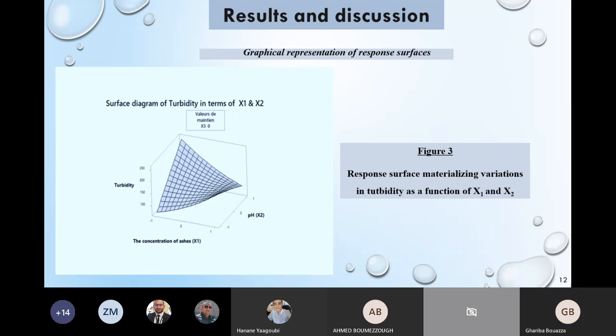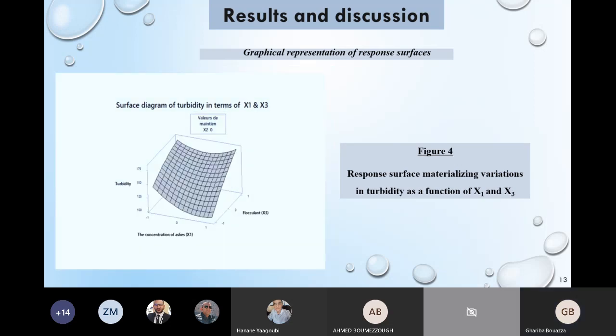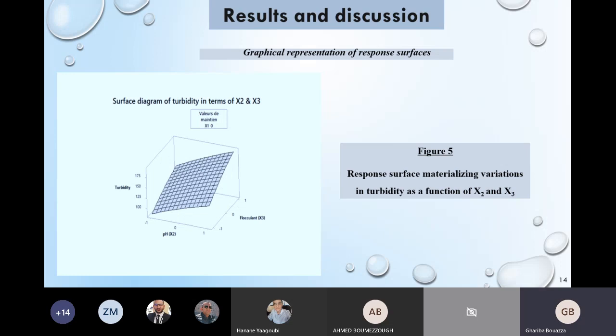In this figure, figure three, the turbidity according to the pH and the concentration of ashes, the maximum turbidity in the tannery waste water will be obtained under the conditions of high pH with minimum ashes concentration. In this figure, the turbidity according to flocculant and the concentration of ashes, we see that the maximum turbidity in the tannery waste water will be obtained under the conditions of high flocculant and high concentration of ashes. In this third figure, the turbidity finally according to the pH and the flocculant, the maximum of the turbidity in the tannery waste water will be obtained under the conditions of high pH and high flocculant.